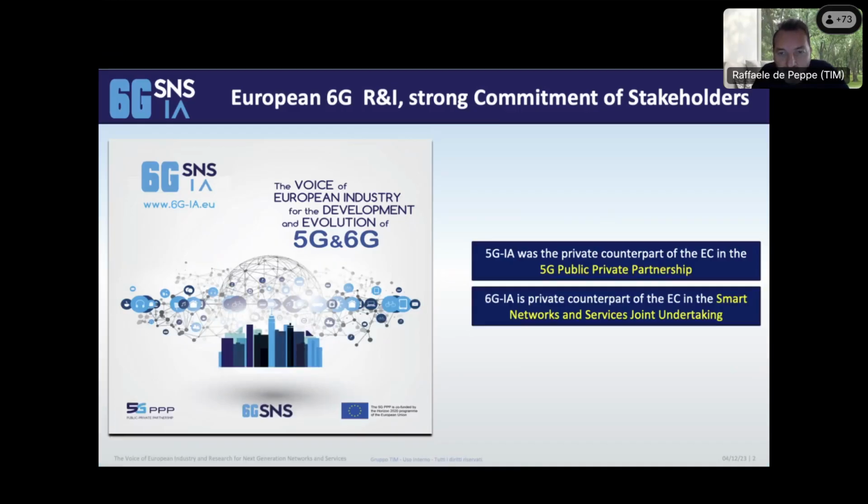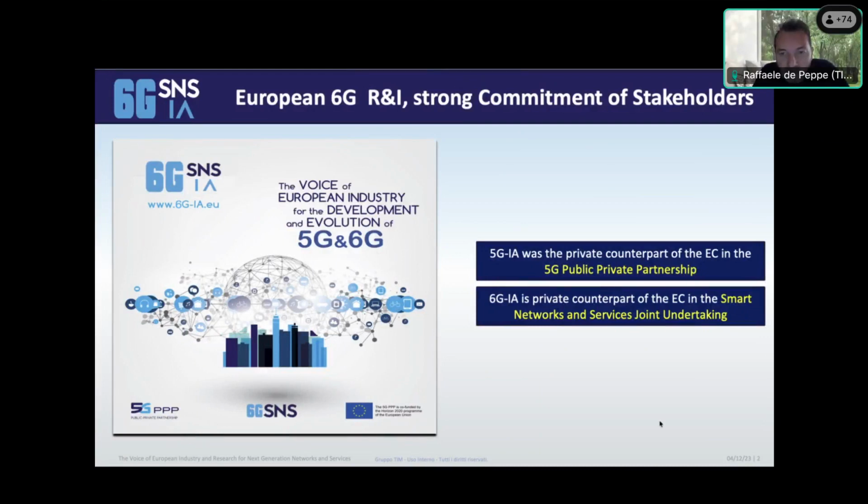6G-IA is the private counterpart of the European Commission in the Smart Networks and Services Joint Undertaking, and we are the follow-up of the 5G-IA, which was the private part of the EC in the 5G PPP. So 5G PPP and the SNS-JU are two legal instruments foreseen by the Treaty on the Functioning of the European Union, and they allow for co-investment in research by public and private industry.